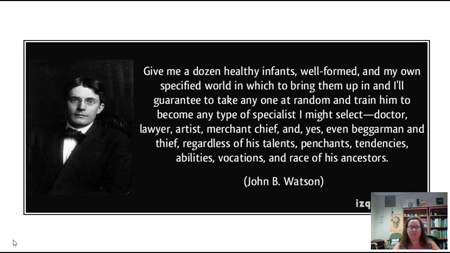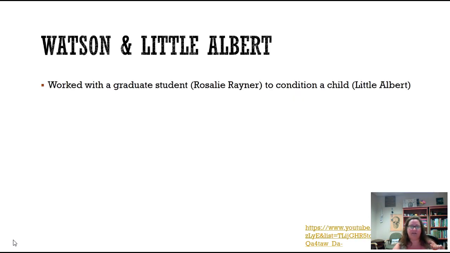We've mentioned his quote before, but he thought he could take a dozen babies and bring them up to be anything he wanted them to be. So he thought nurture ruled everything. Your nature is nothing. An experiment he did to try to understand conditioning is he worked with a graduate student to condition a baby.